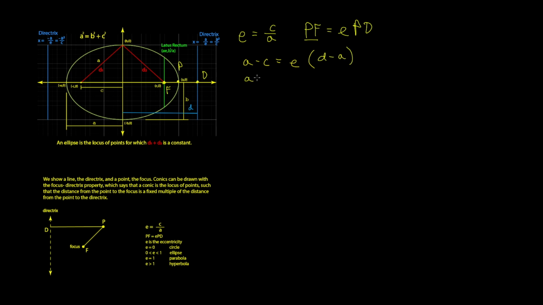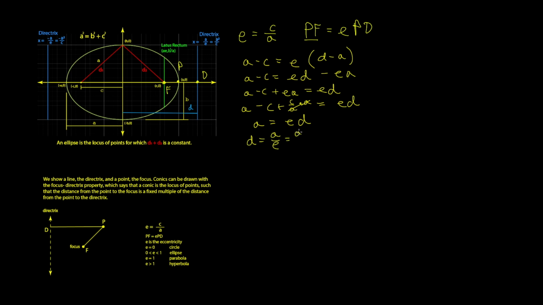So then a minus c equals ed minus ea. So then a minus c plus ea equals ed. Now a minus c, remember e is c over a, times a, cancel and cancel, ed. Now we're left with minus c plus c. So then a equals ed. So then d equals a over e.